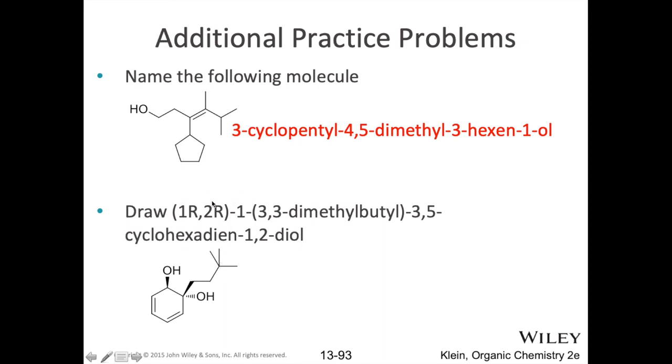As far as stereochemistry goes, that's where the 1R and the 2R come in, and that directs the stereochemistry here. So you can use that to figure out if you're using your wedge or dashed stereochemistry notations for those groups.